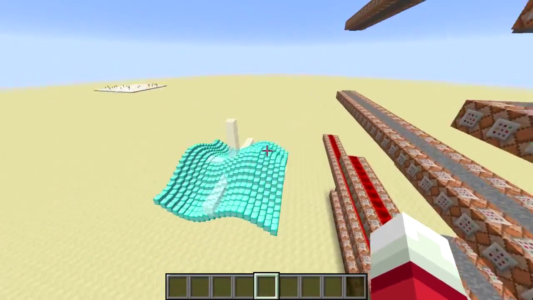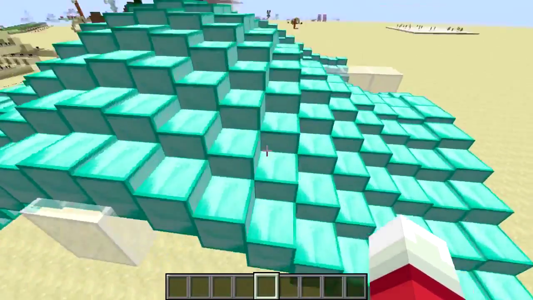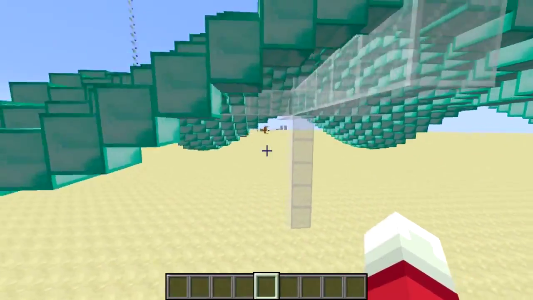So I think it's a really cool visualization tool. It could actually be useful to people doing their math homework or whatever.